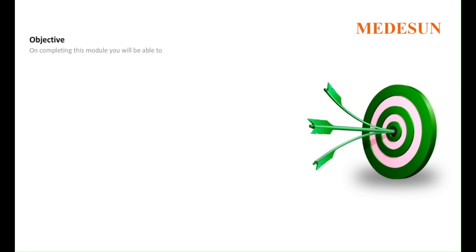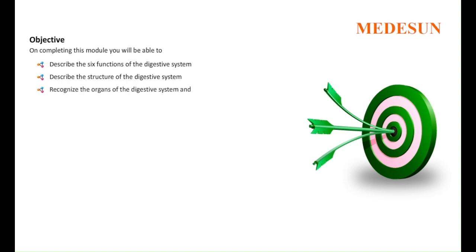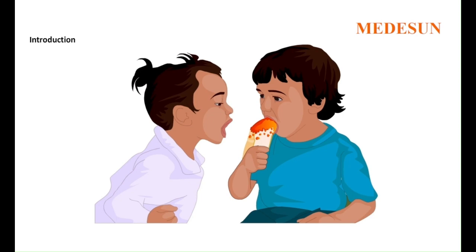Objectives. On completing this module, you will be able to describe the 6 functions of the digestive system, describe the structure of the digestive system, recognize the organs of the digestive system, and define the terms related to the digestive system.